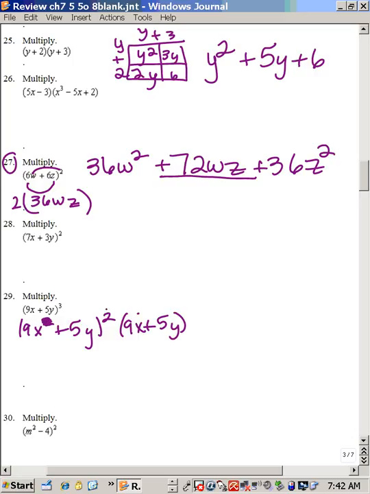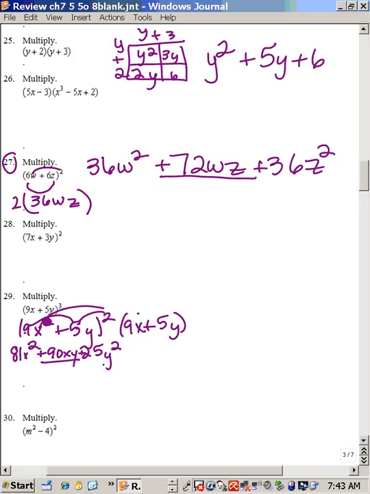Okay, now I need to square all of these. So that's going to be 81x squared, creamy filling, 25y squared. Now I need to double the middle. 9 times 5 is 45. Then I need to double that. That makes 90xy. Okay, so 9 times 5, 45. Double that because you have 2 of them in the middle. Okay, now I need to multiply that answer by 9x plus 5y.